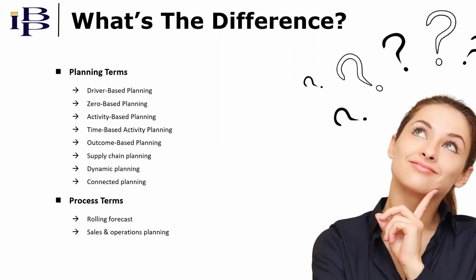Some of the terms that people may be familiar with, you can see on the screen, like driver-based planning, activity-based planning. We're going to talk about how all these things fit together. And some of the terms we'll talk about are rolling forecasts and sales and operations planning.